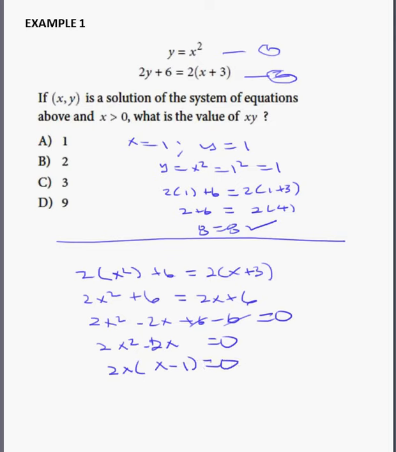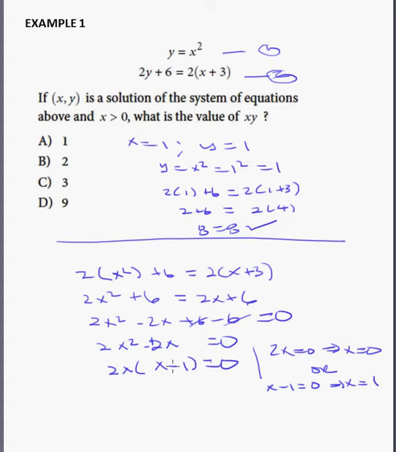You can see that? All right. So if this is true, then we can say that 2x is equal to 0, which implies that x is equal to 0. Or we can say x minus 1 is equal to 0, and therefore x is equal to 1. Right? Well, if x is equal to 0, we know they say x has to be greater than 0. Therefore, this cannot be part of our answer. So we're going to take x equal to 1.